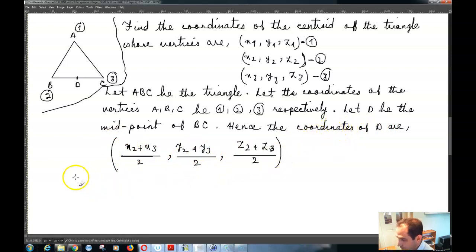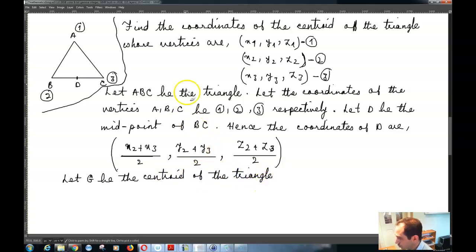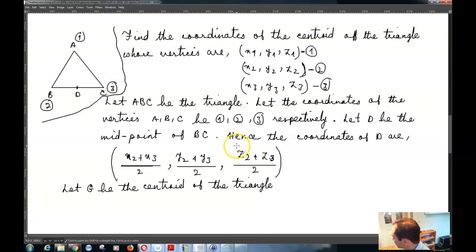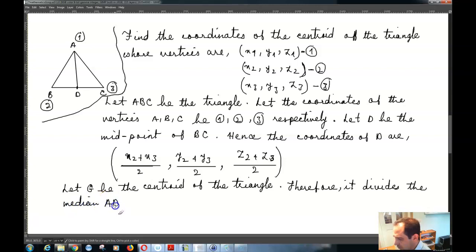Now you can say that let G be the centroid of the triangle. And based on what we said before about triangles over here, it divides the median AD. So you have this median AD over here. Therefore it divides the median AD in the ratio 2 to 1.